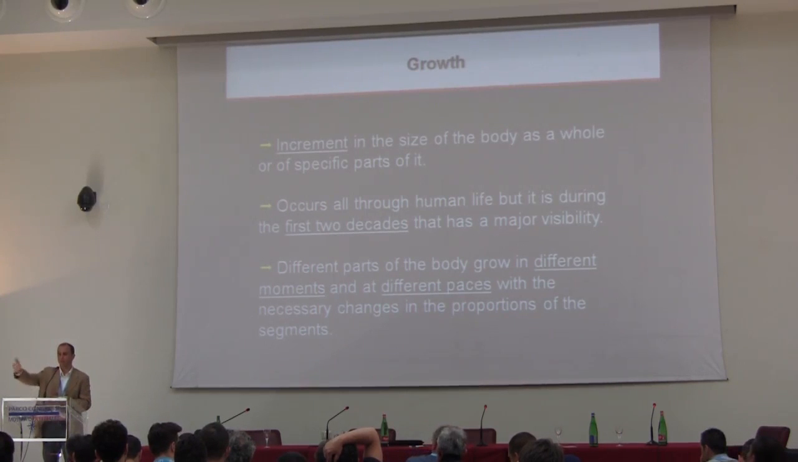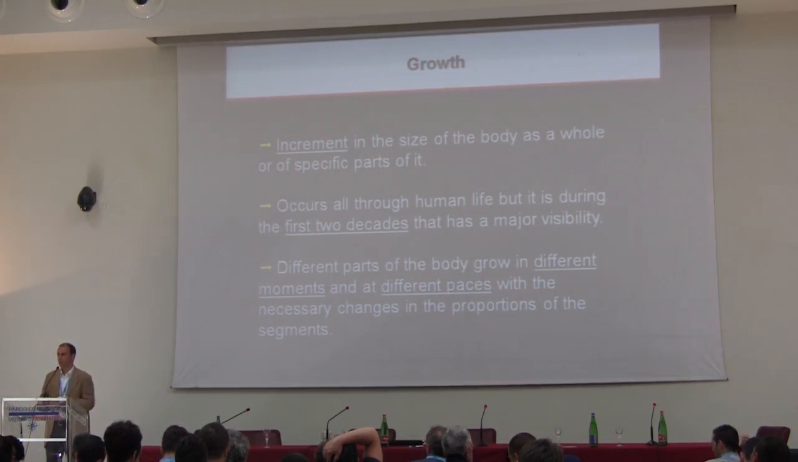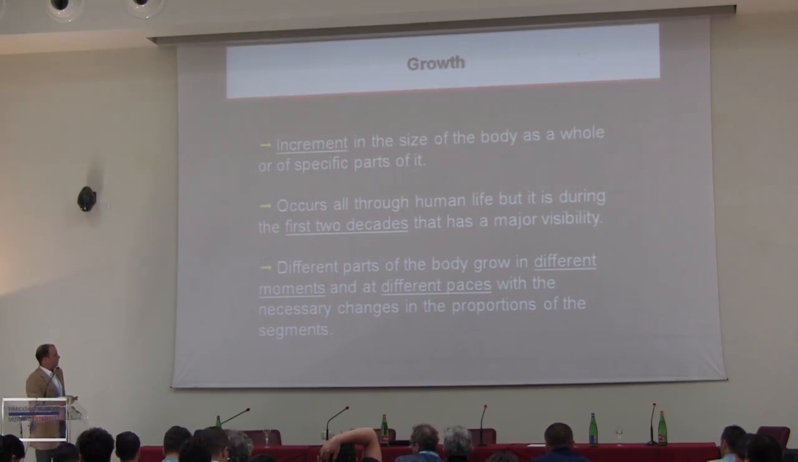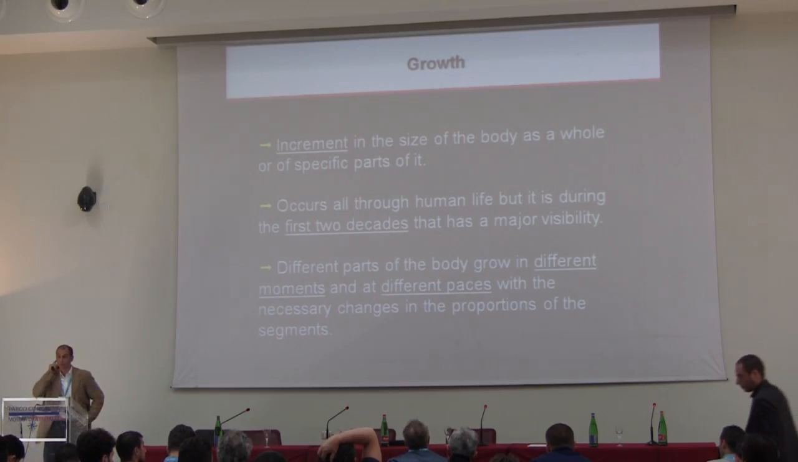Boys are later maturers compared to girls, and that's the major difference. But during the first 2 decades of life, we have all this process completed. Girls, until 13, 14 years old, tend to stop growing, and boys until 15, 16 years old. So, different parts of the body grow at different moments and at different paces.